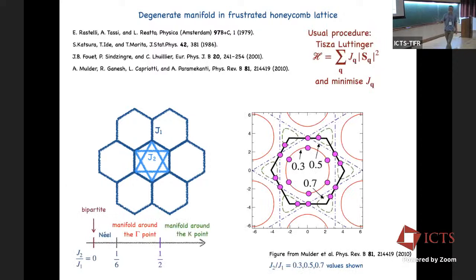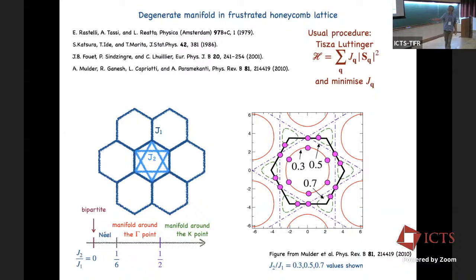If J2 is equal to 0, this is a bipartite lattice, and we have a perfect Néel order. If we turn on J2, the Néel order will persist up to a certain value, but if it reaches 1 over 6, in that case, the Luttinger-Tisza minimization will give us a minimum which is away from the Néel ordering. Since the Néel ordering in the honeycomb lattice is Q equals 0, we don't see a peak, but it is still Q equals 0 ordering. And it means that the minimum will be along a circle that is surrounding the gamma point.